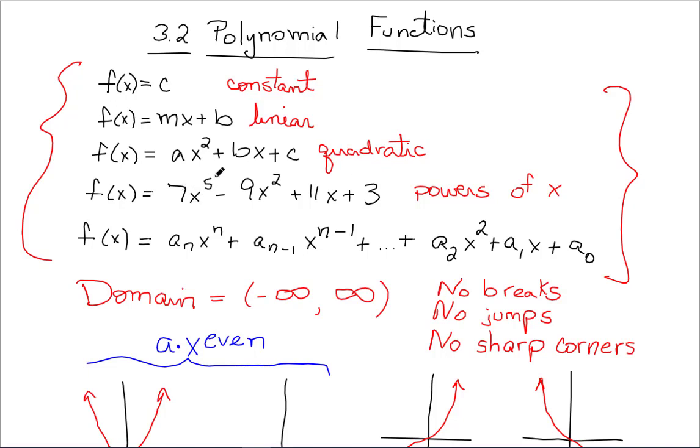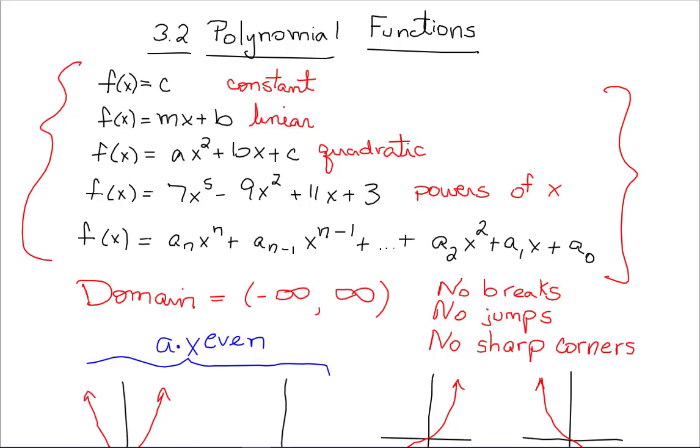And even 7x to the fifth minus 9x squared plus 11x plus 3. So essentially nice powers of x. By nice powers, I mean no negative exponents and no fractional exponents. So the most general case, don't let this bother you, just says it could be up to some power and then count all the way down to x squared, x, and just a number. This is the most general polynomial function. So all of these are polynomial functions.